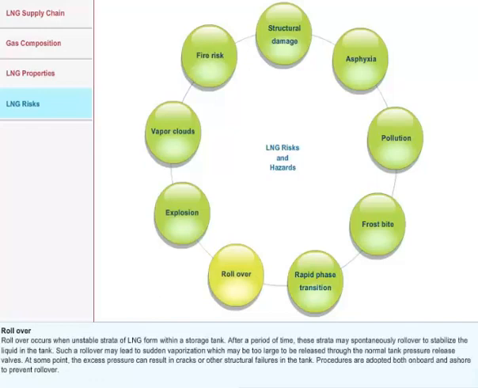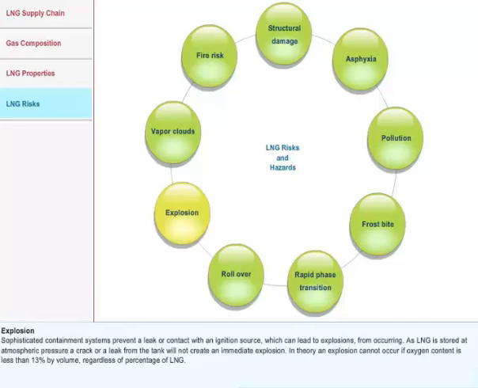Rollover occurs when unstable strata of LNG form within a storage tank. After a period of time, these strata may be spontaneously rolled over to stabilize the liquid in the tank. Such a rollover may lead to sudden vaporization, which may be too large to be released through the normal tank pressure release valves. At some point, the excess pressure can result in cracks or other structural failures in the tank. Procedures are adopted both on board and ashore to prevent rollover.